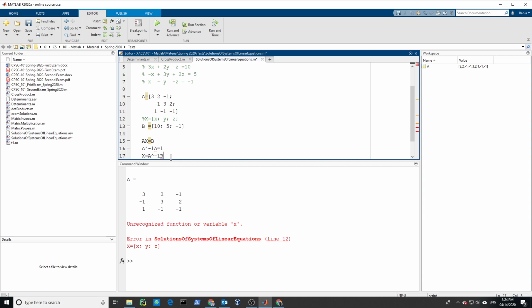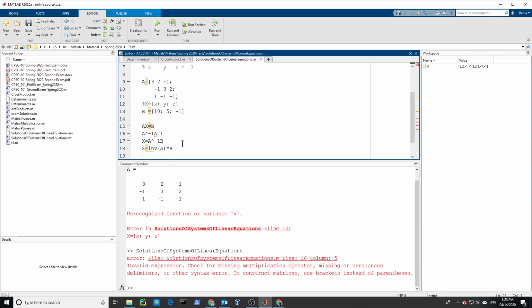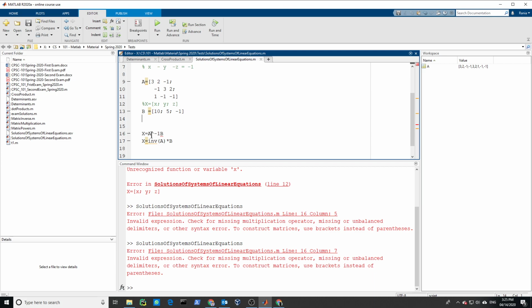Okay, so we have A, we have b. x will equal the inverse of A, which is in here, multiplied by b. All right, and let's run it. So these in here, let me remove them right now. Okay, let's run it.